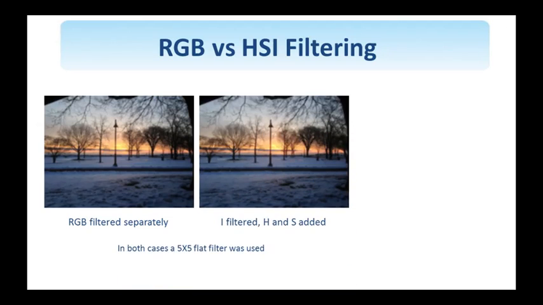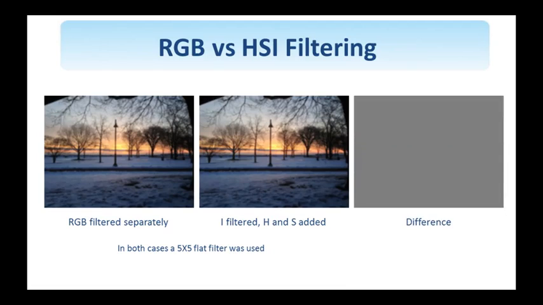Here is the image you obtain when we consider the HSI representation, and only the I component, the intensity component, was filtered by this same filter, while the H and S components were unaltered and just were combined with the I component. These 2 images look indistinguishable, and we try to quantify that by finding the difference between the 2, and this is the error. Gray is equal to 0, and it's almost identical, the 2 images.